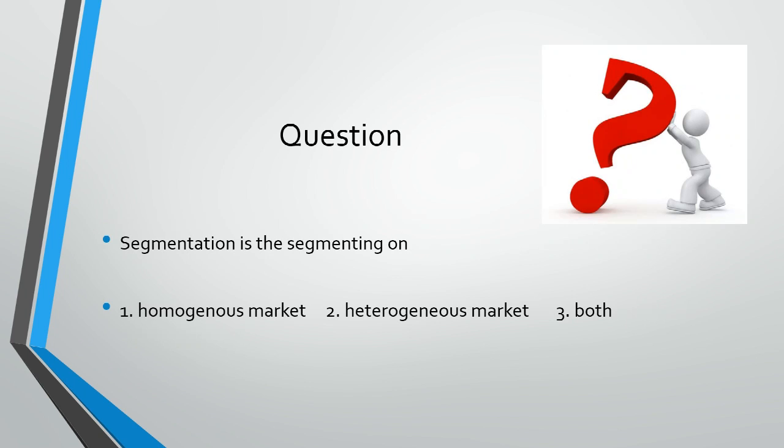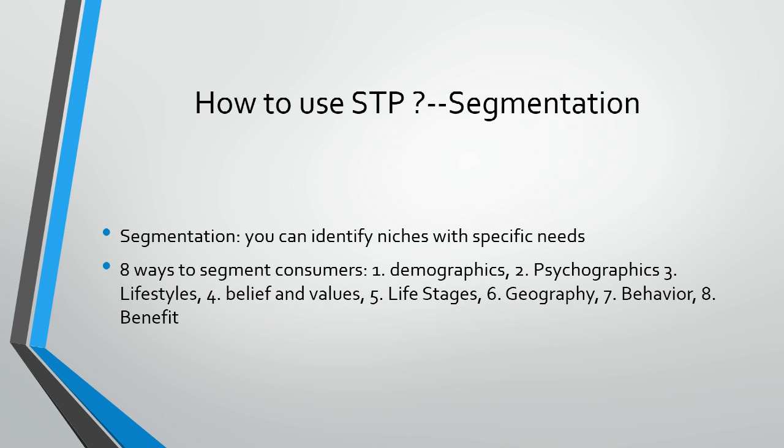Okay, now let's look at this question. Segmentation is the segmenting on what? Here are three options, which one we should choose. And it's obviously both, right? Because as we mentioned in last page, perhaps we can segment the heterogeneous markets by different needs, but for homogeneous market, it doesn't mean we don't have to or can't segment. We should find other ways to help us segment the market, because only by segmentation can we go to the next step, aka targeting.